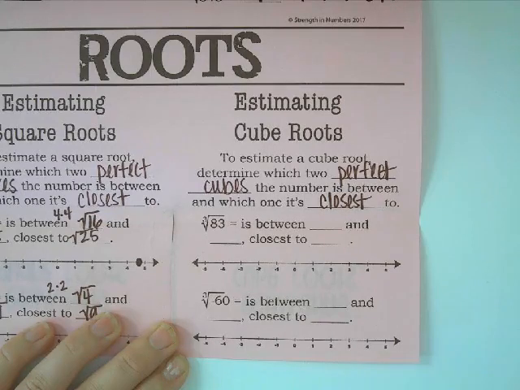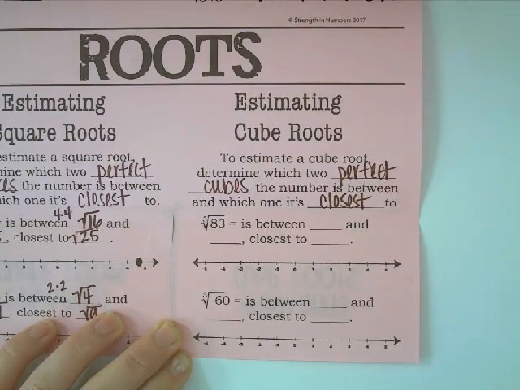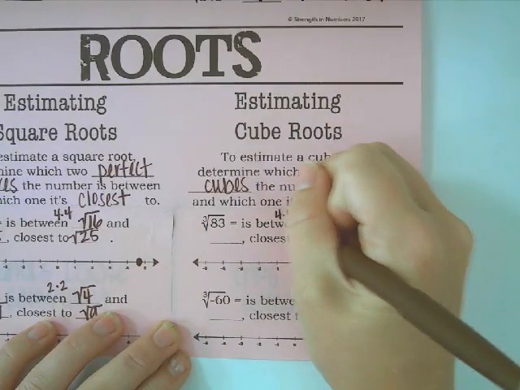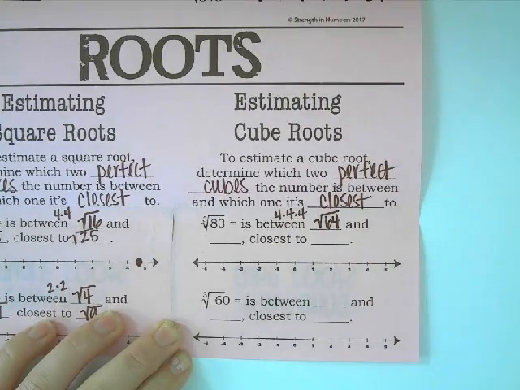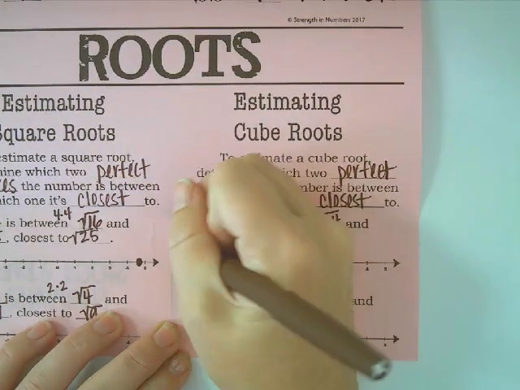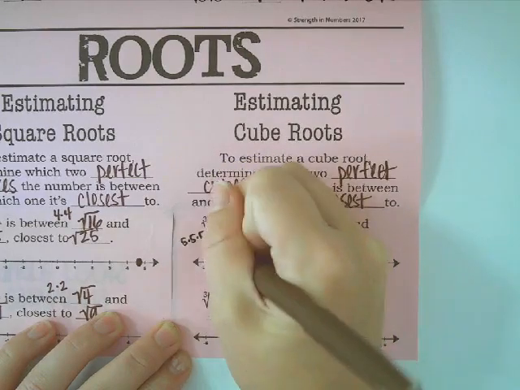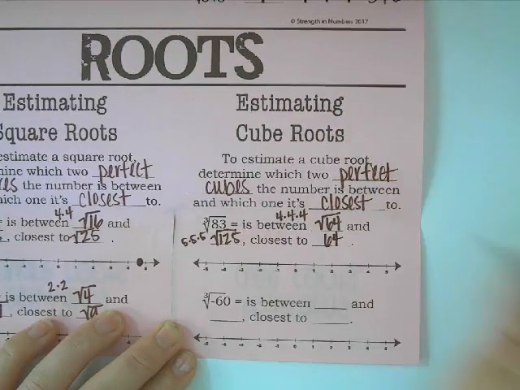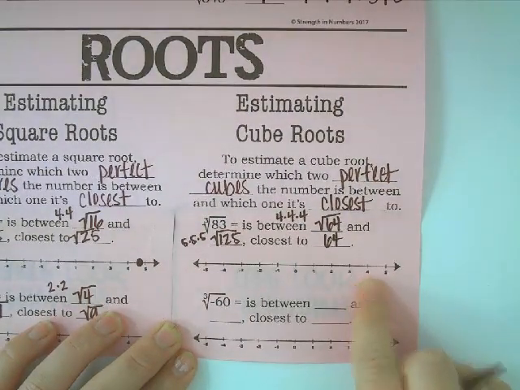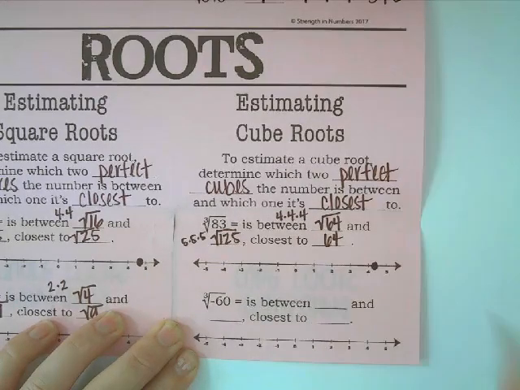However, I do know that 4 times 4 times 4 is going to give me the cube root of 64, whereas 5 times 5 times 5 gives me the perfect cube root of 125. Which one is 83 closest to? Is it closest to 64 or is it closer to 125? Thinking about this, I believe that it's closer to 64. Meaning when I graph it, even though it's in between 4 and 5, it's closer to 4.